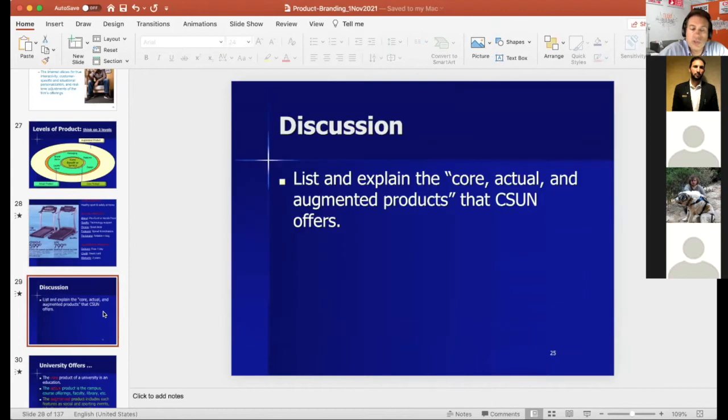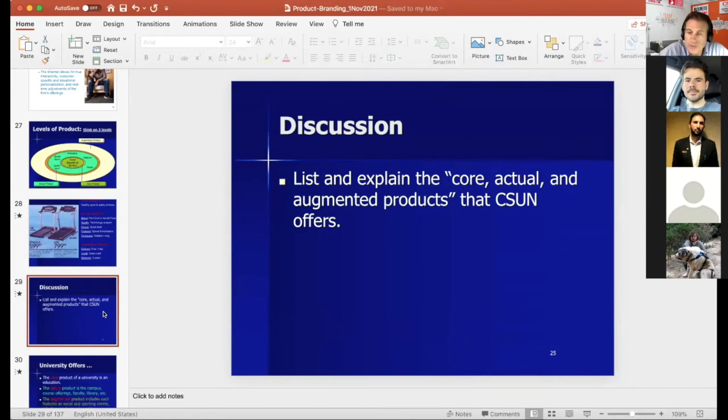Okay, so just to finish this before the break, think about the core, the actual and the augmented products for school. What is the core product benefit? It's higher learning. Degree. So yes, learning, the knowledge, the education. What are the actual benefits? Degree. So yes, the degree, the major. Learning how to learn.